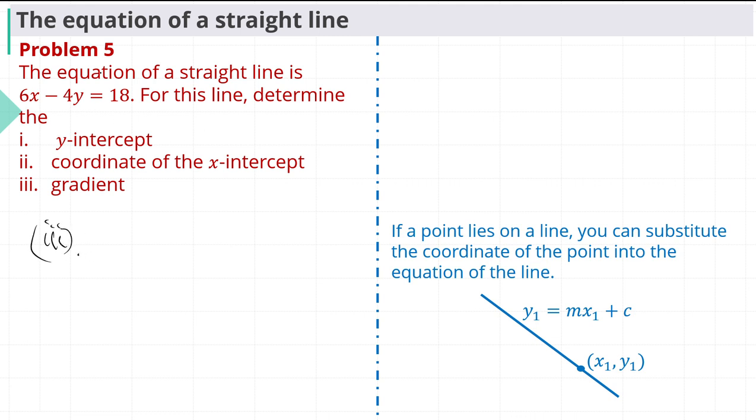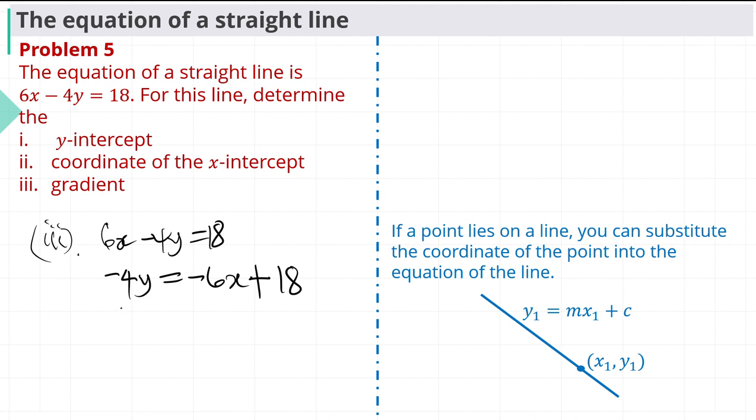What we can do is rewrite the general equation, the equation of the straight line, in the form y equals mx plus c. Let us subtract 6x from both sides, and we now have our working this way.